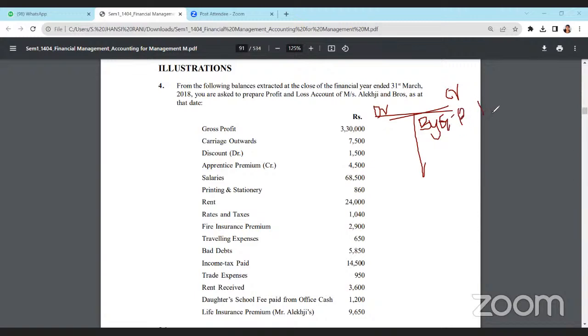So whatever profit is there from trading account, we bring it to the profit and loss account. So whenever we are bringing from some other account, we call it as brought down. So here profit is 3,30,000.